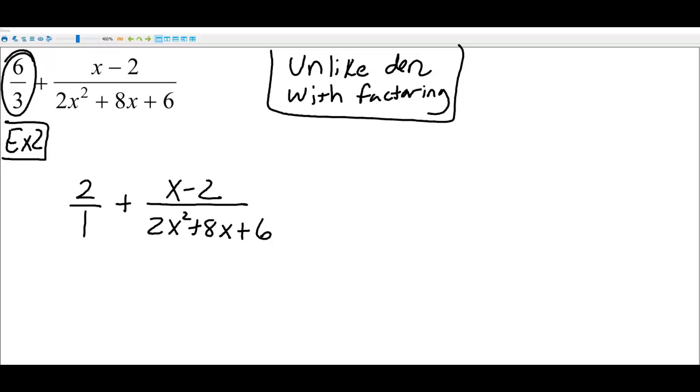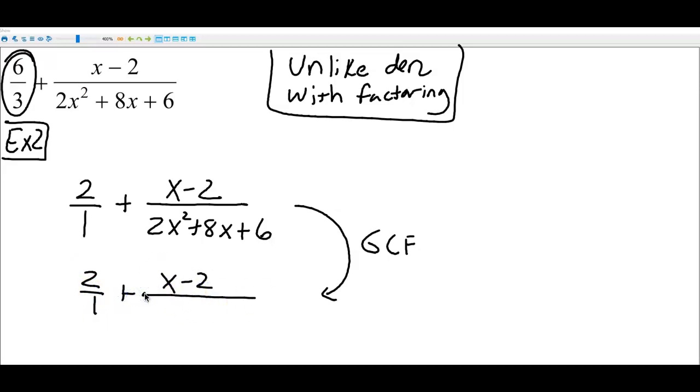So I'm going to start by taking out a GCF. Now, you may not always have a GCF to take out. So if you don't, just skip this step. But as you guys can see here on the bottom, I can take a 2 out of all three of those numbers. I could divide each one of those by 2. So I'm going to take a 2 out and put it here in the front. And if I divide each of those by 2, I'll be left with x squared plus 4x plus 3.